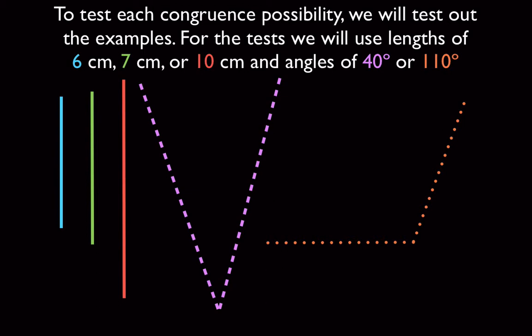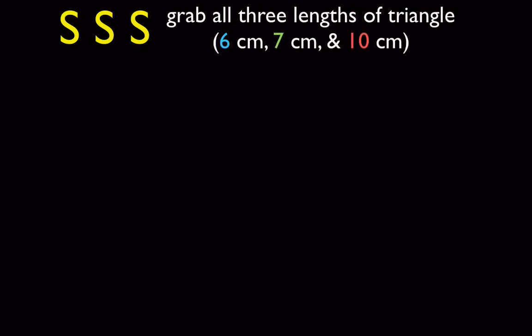This is something that we're going to do to investigate all of the different ones and figure out which ones give congruence. Okay, so the first thing we're going to do is investigate side, side, side. For that, we need the 6 centimeter, the 7 centimeter, and the 10 centimeter. All I want you to do is make a triangle out of the 3 of them. The goal here is to see if I use these 3 sticks, will I get a triangle that is exactly the same no matter what.